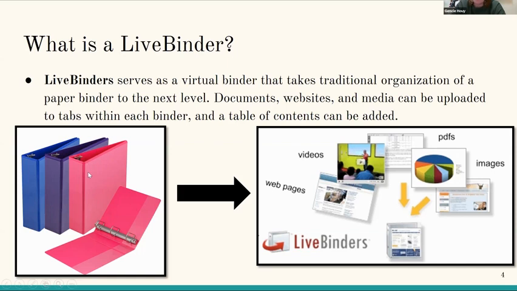So a LiveBinder can include really anything. It can include documents. You can scan documents in. It can include websites, media, videos. And they're all separated by tabs, just like you would in a paper binder. And the really great thing about this is that it actually populates a table of contents for you. I remember the longest part of creating an organizational binder was always going back and doing the table of contents. So that is something that I really like, that it populates that table of contents for you and you can easily see what's in your binder.